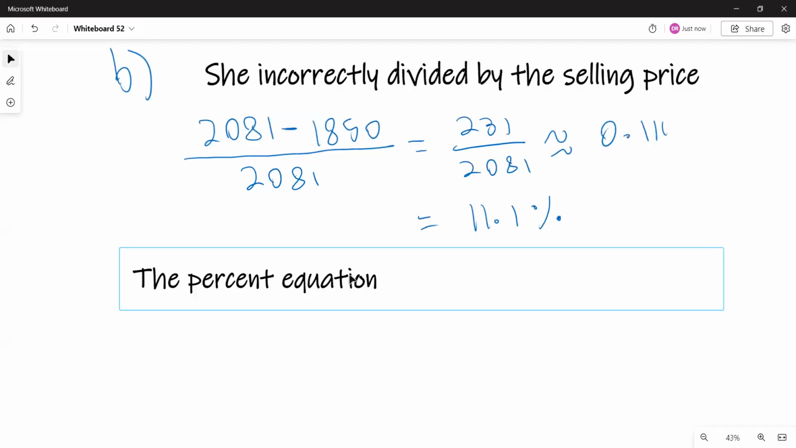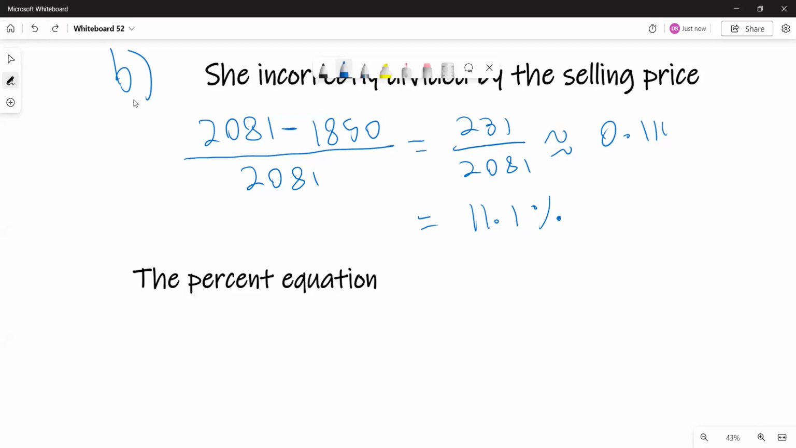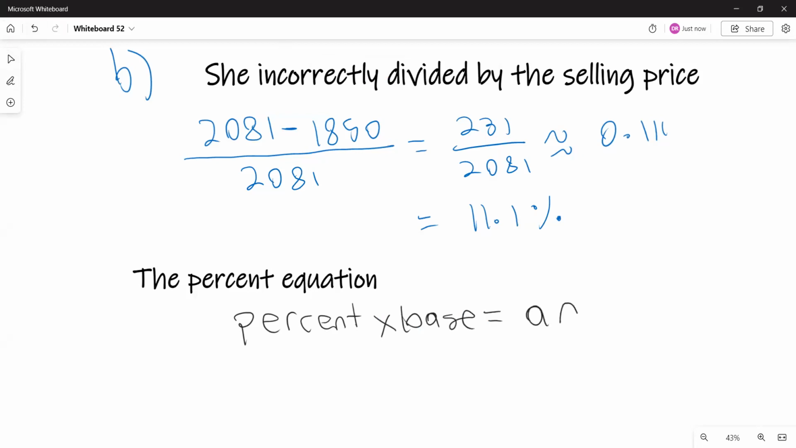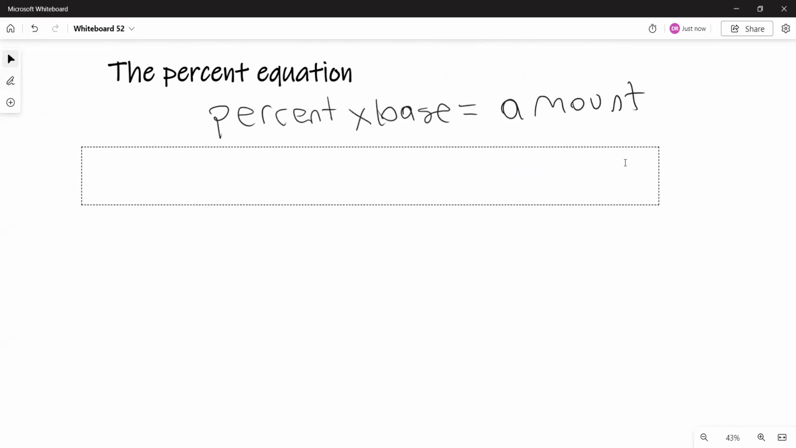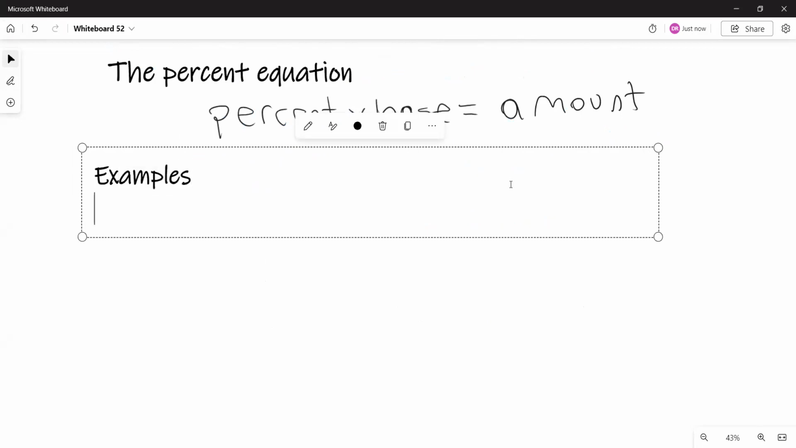So that's going to be the percent equation. The percent times the base is the amount, the current amount. So examples of this equation. Okay, so we're going to be using the percent equation.